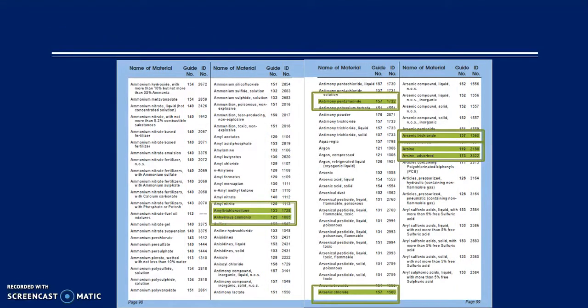Please note that some of the substances are highlighted in green again, and thus will have to be treated specifically by referring to the green section for initial isolation and protective action distances, after which the orange section may be consulted for other safety measures.